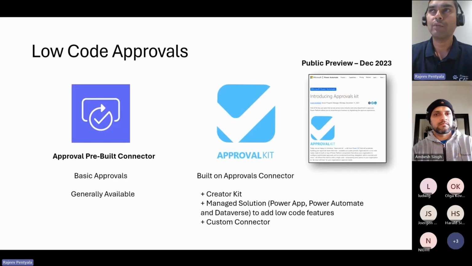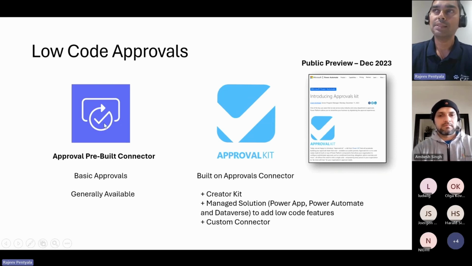Currently, what are the options we have for approvals? As I mentioned, this icon is the pre-built connector. I hope you are all familiar with cloud flows, where you have triggers and actions. If you go to the actions, you can add this approval connector as an action and then configure it. This is out of the box, so you don't need to install any additional solution on top of your Power Platform environment. It is generally available, you can use it in your production, and of course it has been in the business for the last couple of years already.